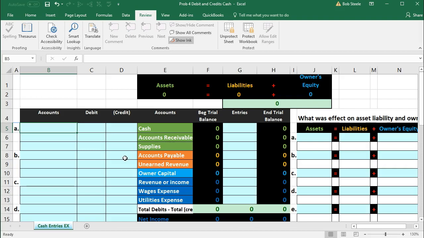So given that, let's start to record this information. Also note before we record this information that the accounting equation will be calculated up top for the total at the end of our process. And we're also going to record the effect on the accounting equation over here with regard to each individual transaction.